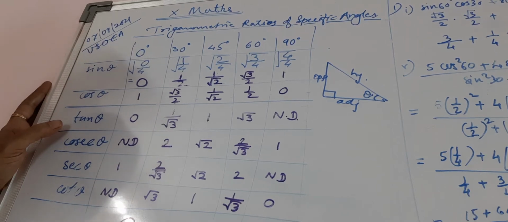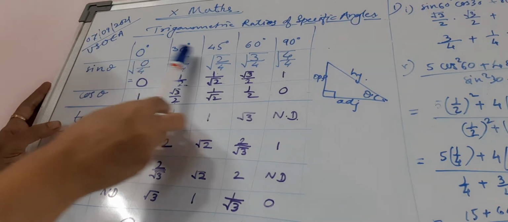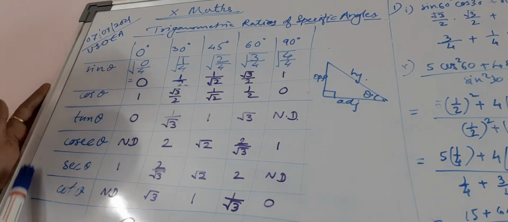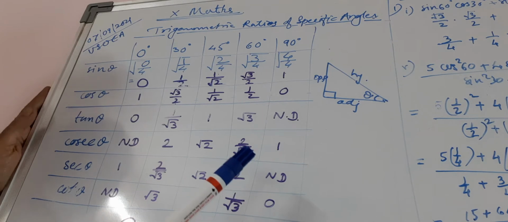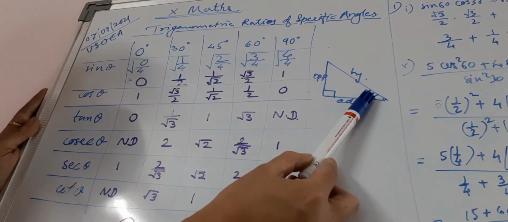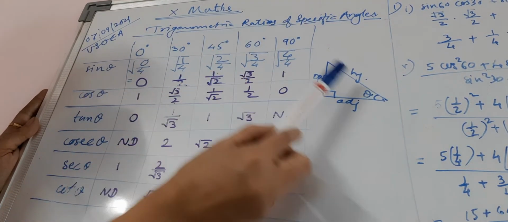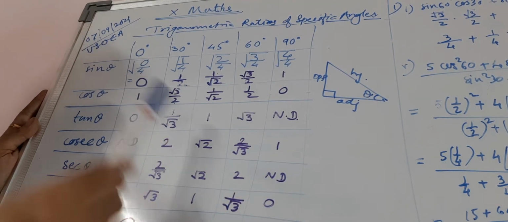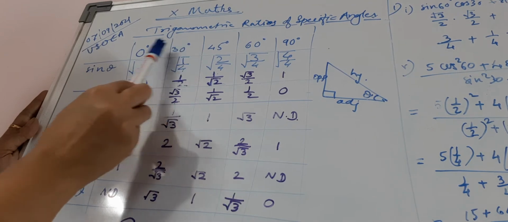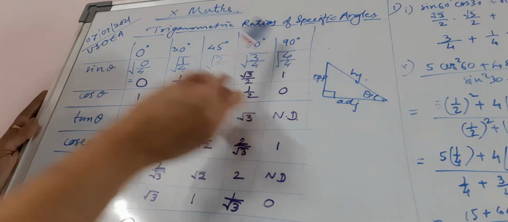Today we are going to see how to complete this table which shows the trigonometric ratios for the specific angles. We know that if the angle is not changing, then the trigonometric ratios for that particular angle will remain the same. It is constant. So we are going to find out the values for 0 degree, 30 degree, 45 degree, 60 degree and 90 degree.